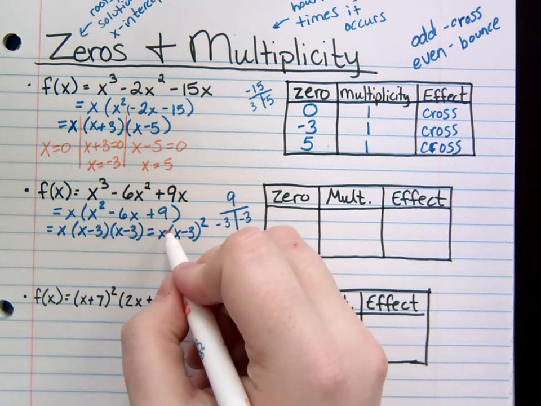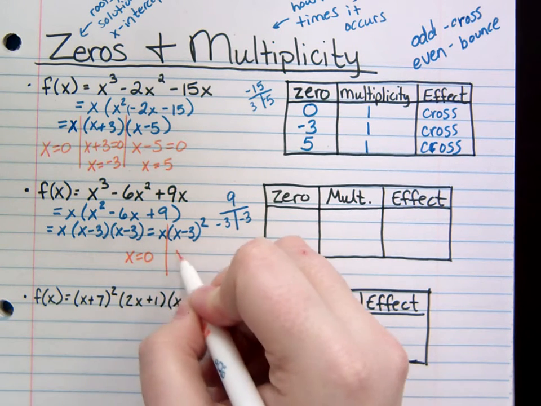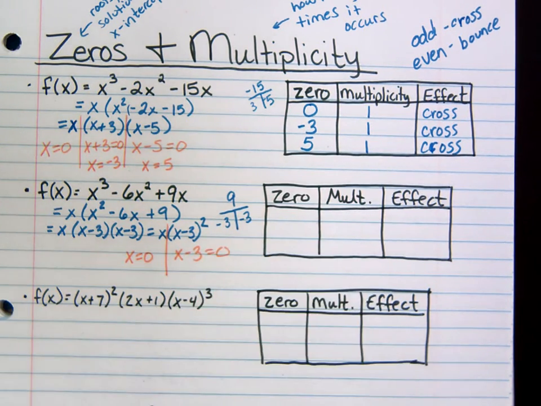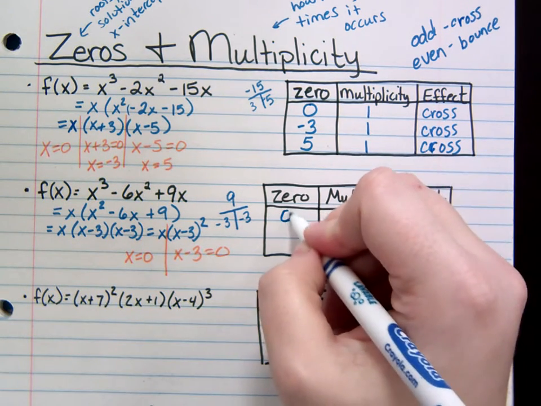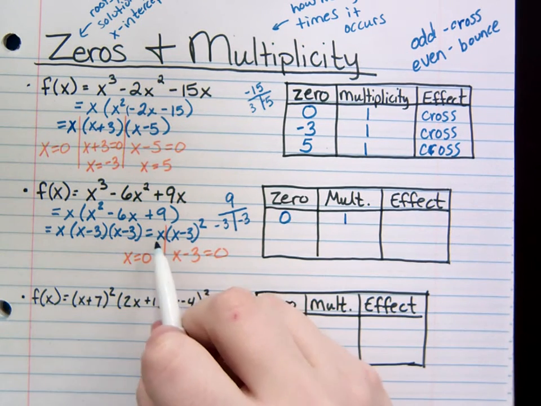So, same as before, you take each factor and set it equal to 0. So I have x equals 0 and x minus 3 equals 0. Which means I have two zeros. One is at 0, and this has a multiplicity of 1, because x only occurs as a factor once.